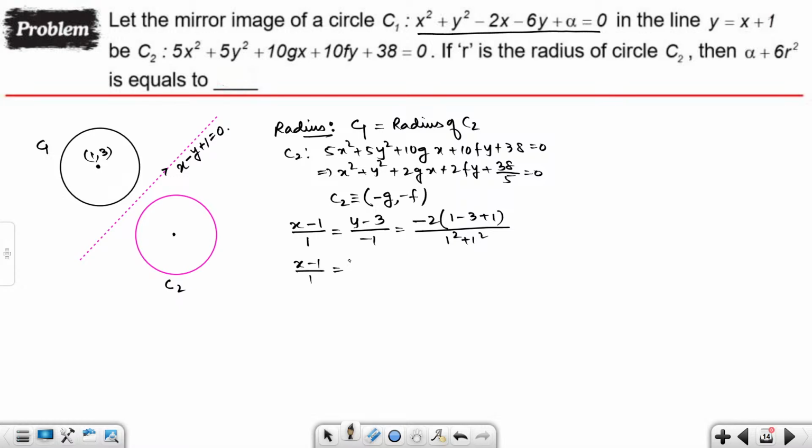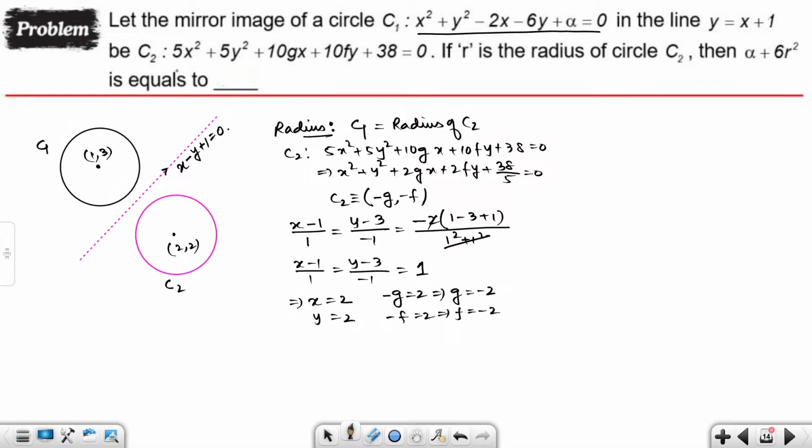So we are getting 2 goes off and this is only 1. So from here we are getting x is basically 2 and y is basically 2 also. Therefore, the center of C2 is 2, 2. It implies what? Your minus G is 2, implies G is minus 2. Similarly, minus F is 2, implies F is minus 2. Correct? G is minus 2, F is minus 2.